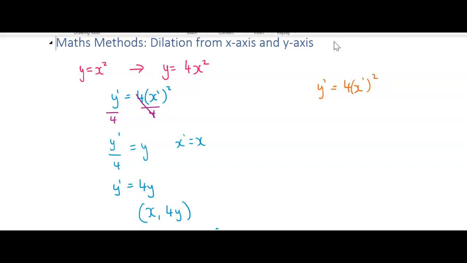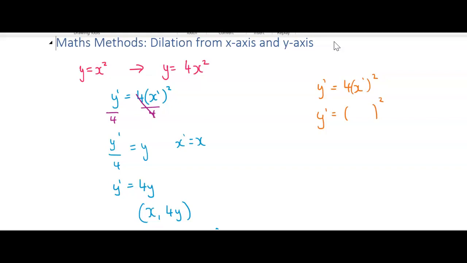But this time, because our transformation is on the x, I'm going to be looking at the x. Now, you can't look at your transformations, your dilation from the y-axis until you've substituted for x. So at the moment, this is 4 times x squared. What we want to have is that 4 inside that bracket.